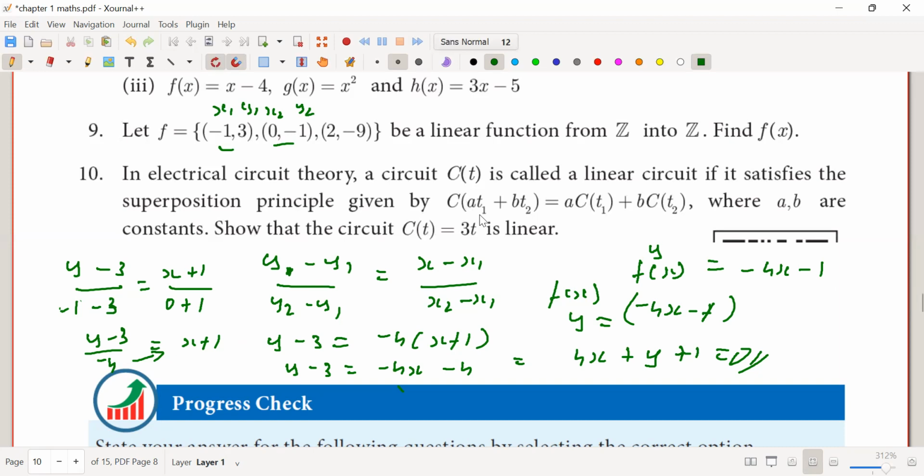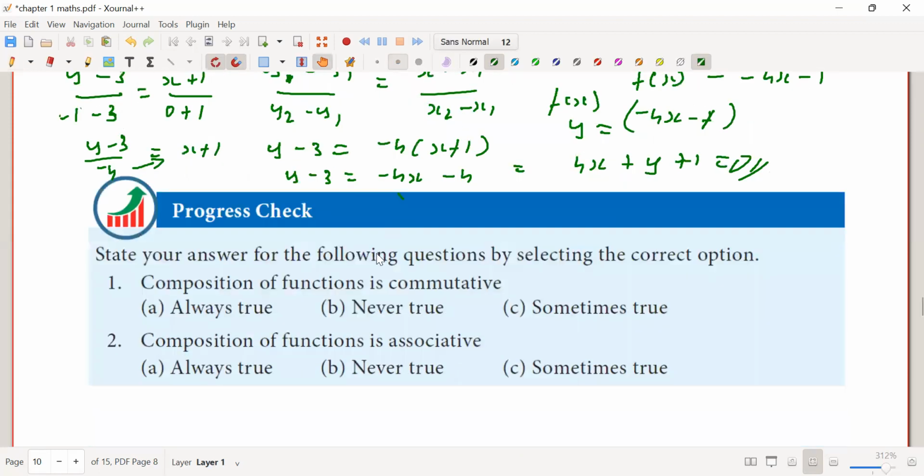Here we have to apply a t1 plus b t2 in C of t. In place of t, I will be applying this one. In place of t, I will be applying 3t. Then a C of t1 and b C of t2. So while equating, I'll be getting the result. All right. A and b, I'll be getting the result. So everything is progressive.